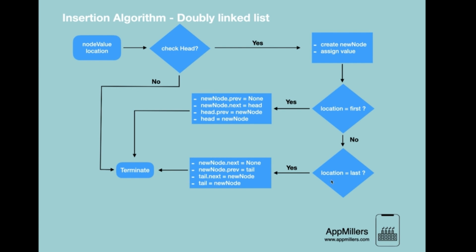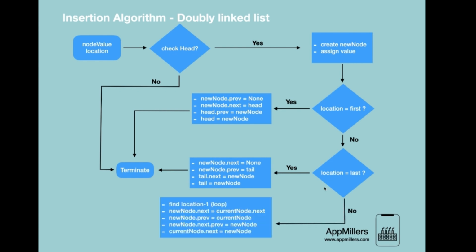Then we continue to check location parameter one more time. In this case, if location parameter points to any given location in our double linked list, we need to insert a node at the middle of double linked list. So here we need to traverse through double linked list until we reach the place which is location - 1.